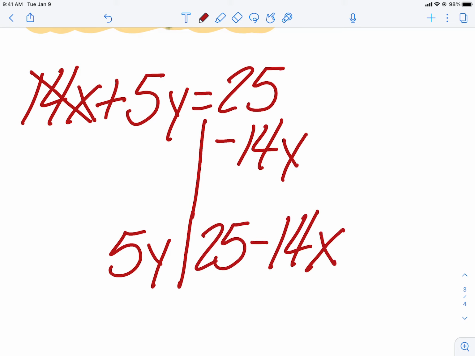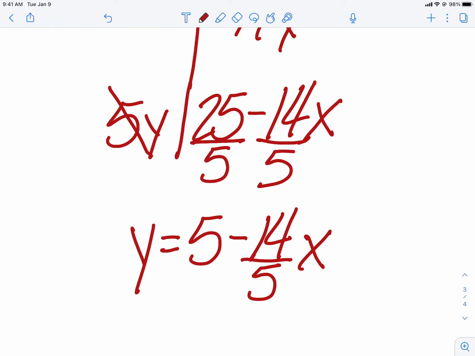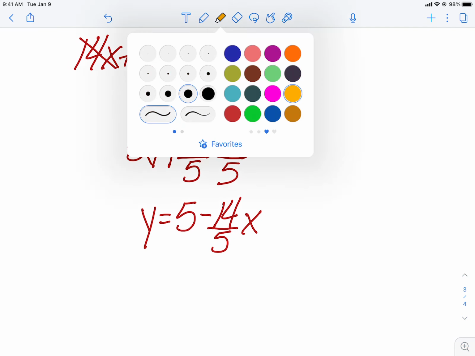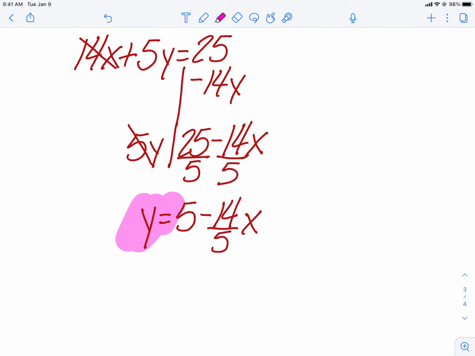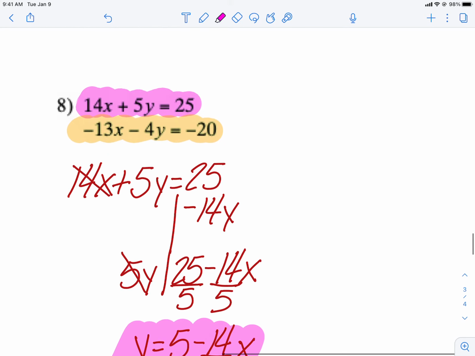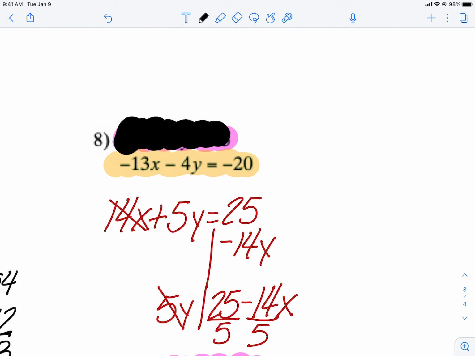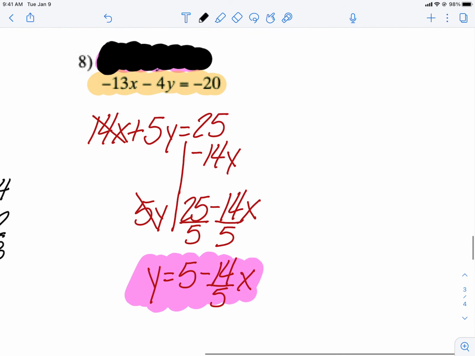So I'm left with y is equal to 25 divided by 5 is 5. 14 divided by 5 does not work out, right? Simplified, so it's left simply like that, right? So that, kiddos, is my new pink. This is my new pink right here. Right? So I no longer need this dude right here, this pink, because I got my new pink right here.